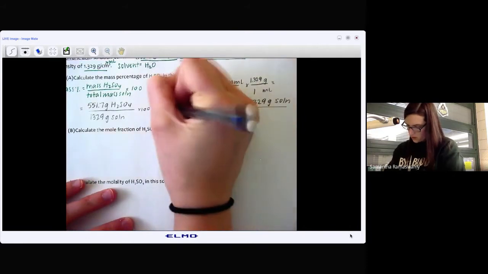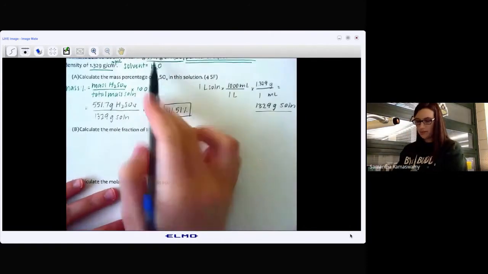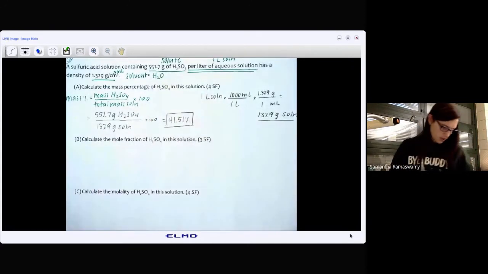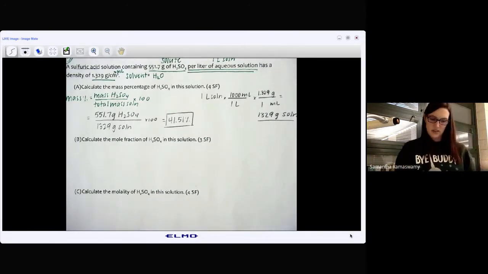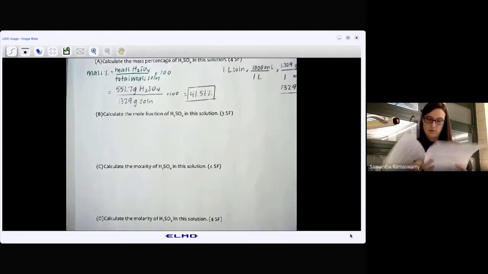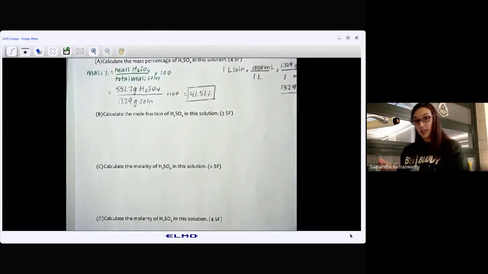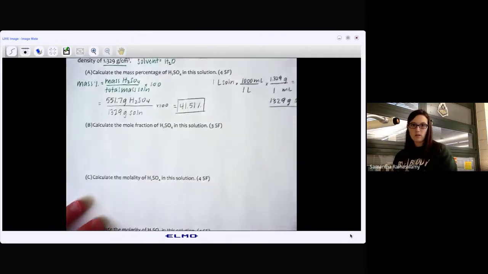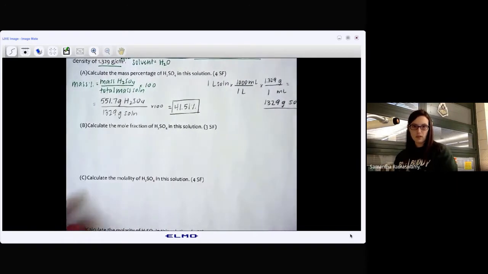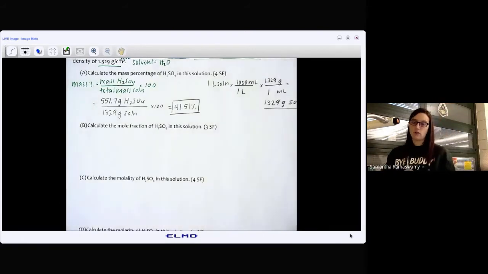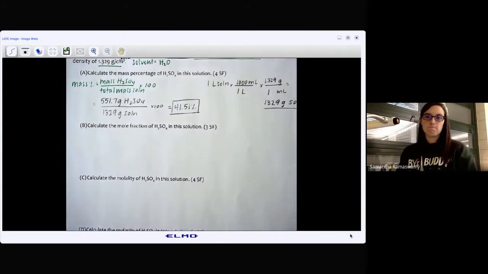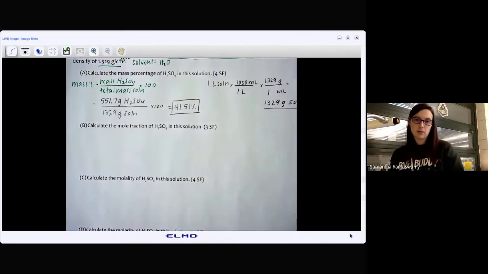Now, your numbers are probably different. I think my original amount on 23 was 571.8 grams of H2SO4. So I changed it just to make sure that I was doing something different. So assuming you had something around 551 to start, you'd have something around 41.51. So this is just calculating mass percent.